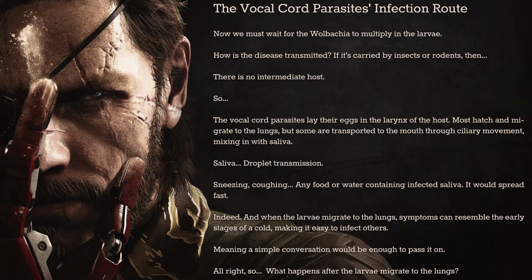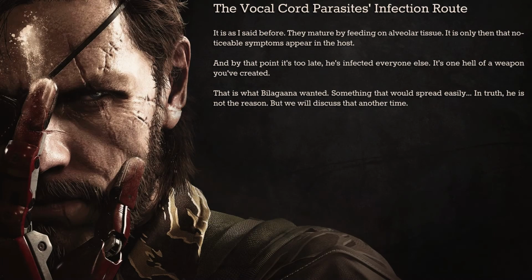And when the larvae migrate to the lungs, symptoms can resemble the early stages of a cold, making it easy to infect others. Meaning a simple conversation would be enough to pass it on. All right, so what happens after the larvae migrate to the lungs? It is as I said before. They mature by feeding on alveolar tissue. It is only then that noticeable symptoms appear in the host. And by that point, it's too late. He's infected everyone else. It's one hell of a weapon you've created.